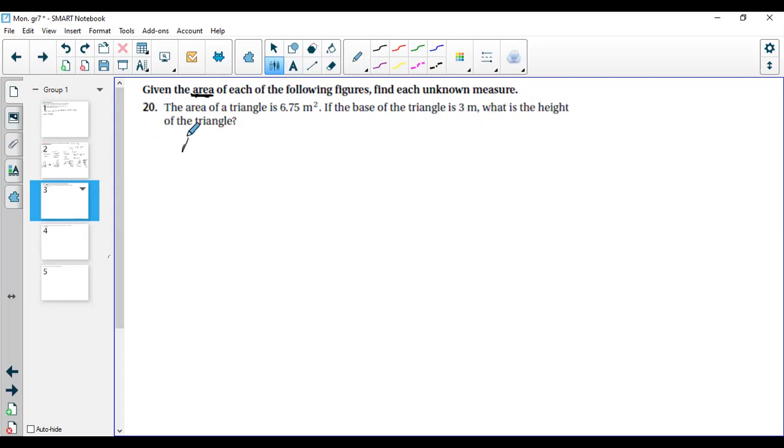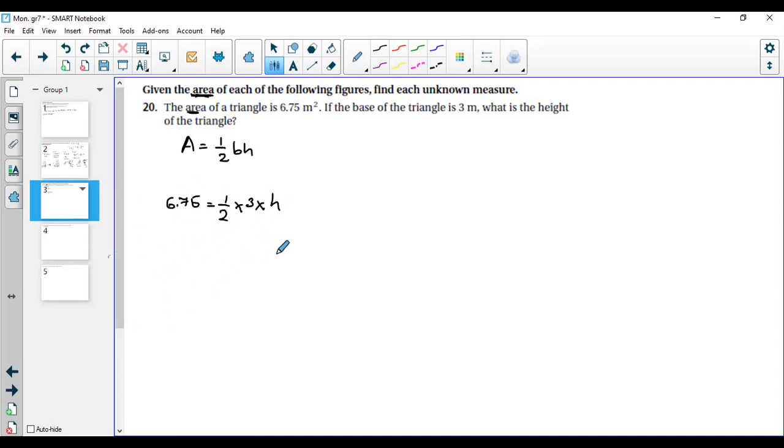So first always start by writing the formula of the triangle. It's going to be half BH. So what is the information they gave us? They gave us the area. So they said area is 6.75 square meter. Then if the base of the triangle is 3, so they also gave us the base. We write the half as it is, multiplied by 3. And what is the height? We don't know the height. We need to find what is the height.